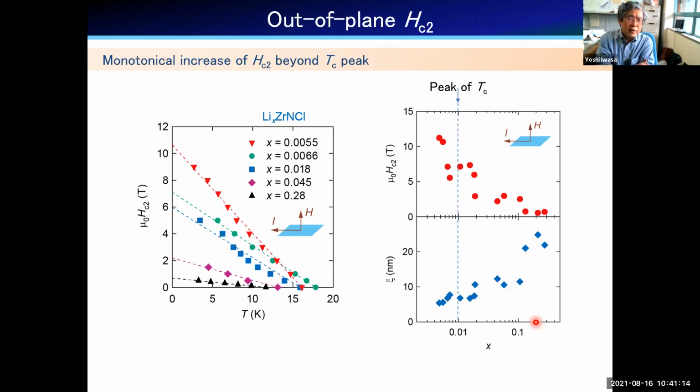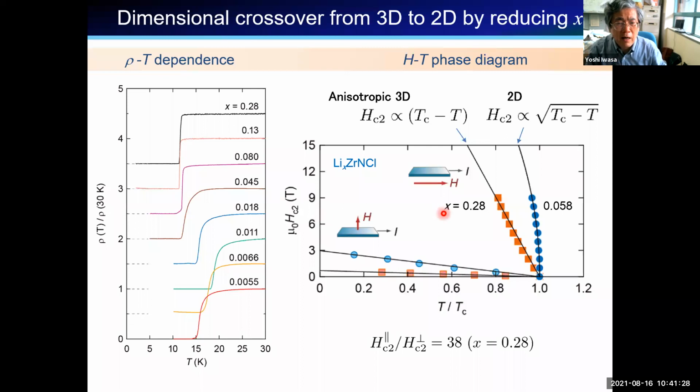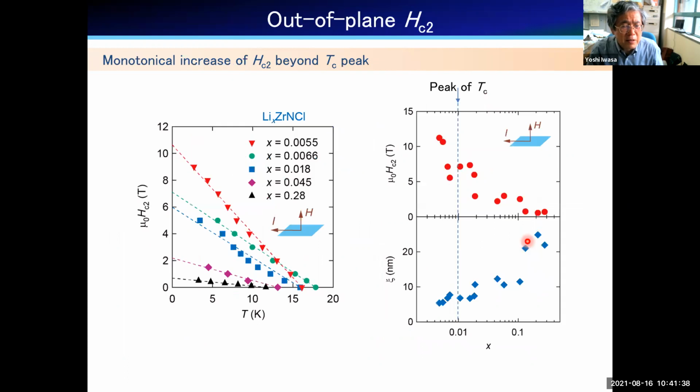And another important feature obtained from the HC2, out-of-plane HC2 this time. In the previous pictures, we have been discussing the in-plane HC2 behavior, but in this case, we discuss out-of-plane HC2. Out-of-plane HC2 keeps increasing with decreasing carrier density. So if you plot the HC2 as a function of the lithium concentration or carrier density, it continuously increases, although the signal-to-noise ratio is not too good.